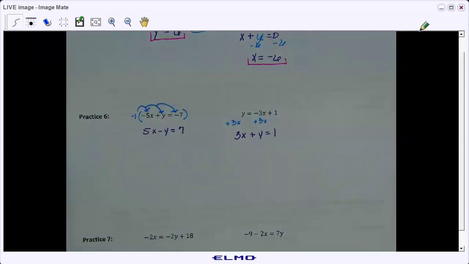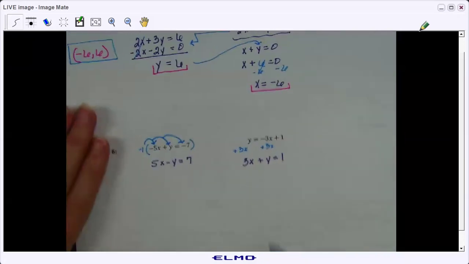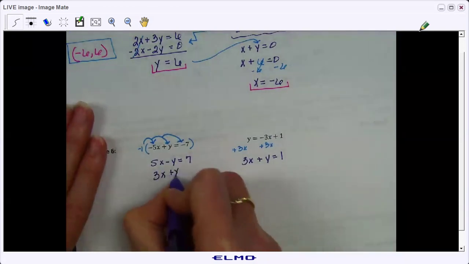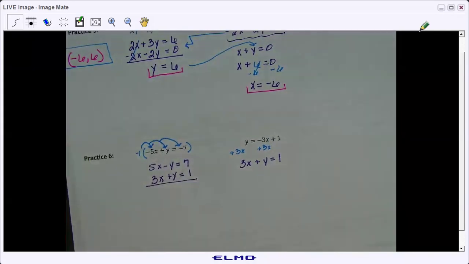So now, can we eliminate a variable term? Yes, we can eliminate the y's. So now I'm going to stack it. So I'm going to move 3x plus y equals 1, stack it under the first equation, and now I can solve.